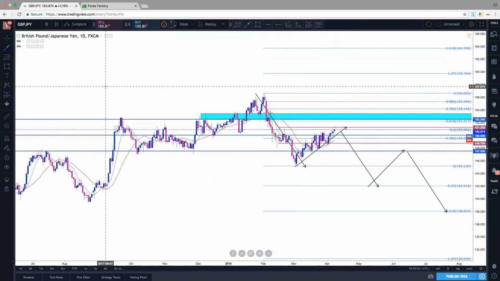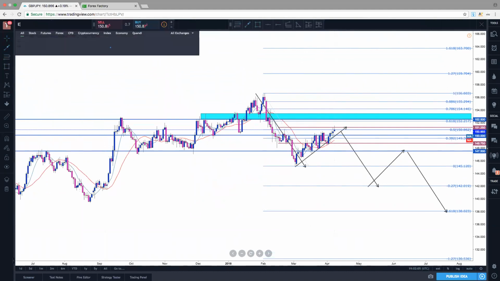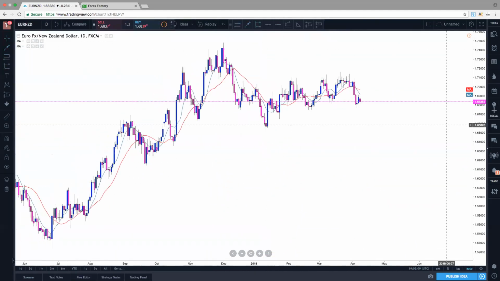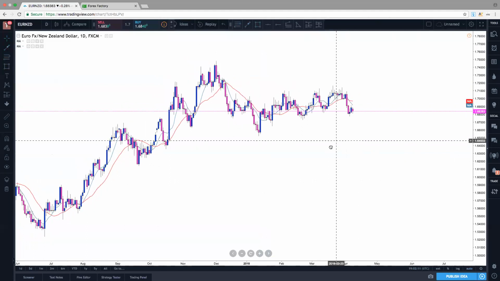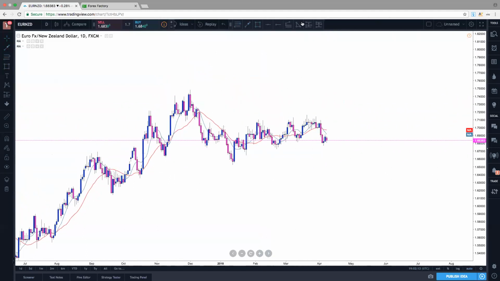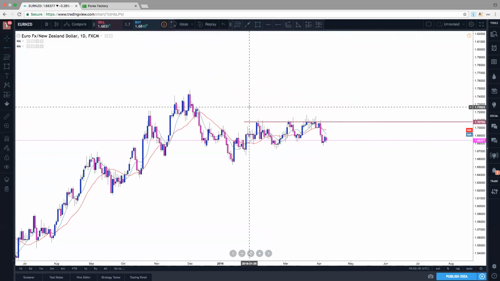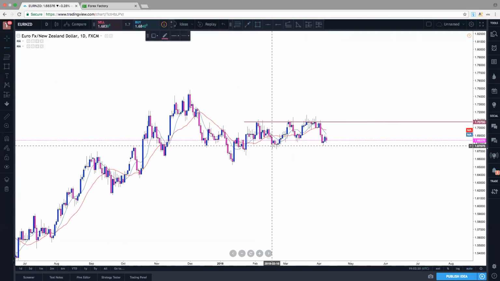I'll go, let's see, a pair that typically not a lot of people trade. We're going to do Euro NZD. Haven't marked up this pair in a long time, but I want to see kind of what we're looking at here. All right, daily time frame. And now let's mark up these lows.